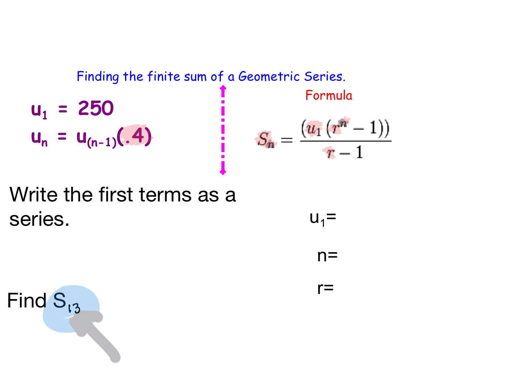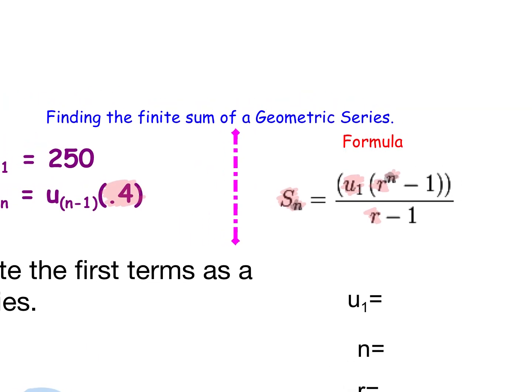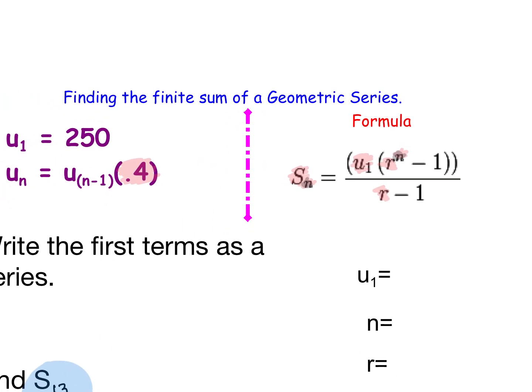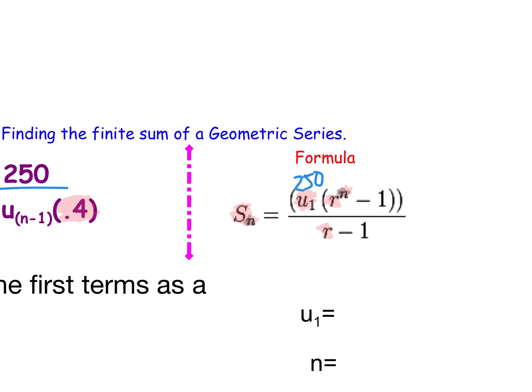Abby, what's u sub 1? It's on the screen. Just look close. Yep, it's right there. So it's 250 right here. And then I got to do R to the N. Iris, what is R in this case? Yep. So now I go in here and I go 0.4 to the N.